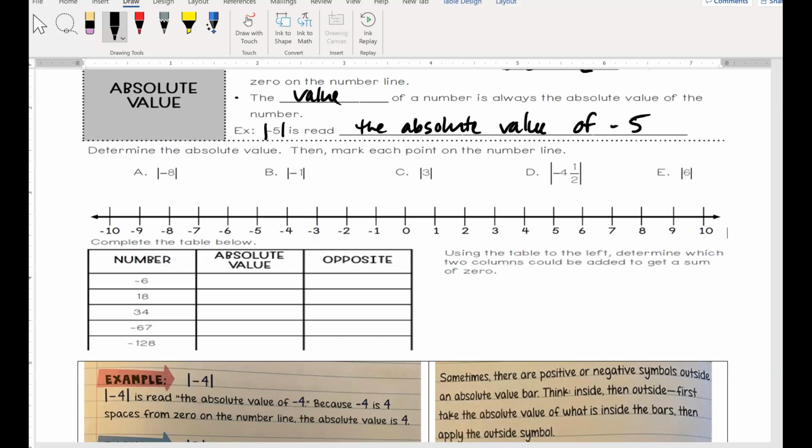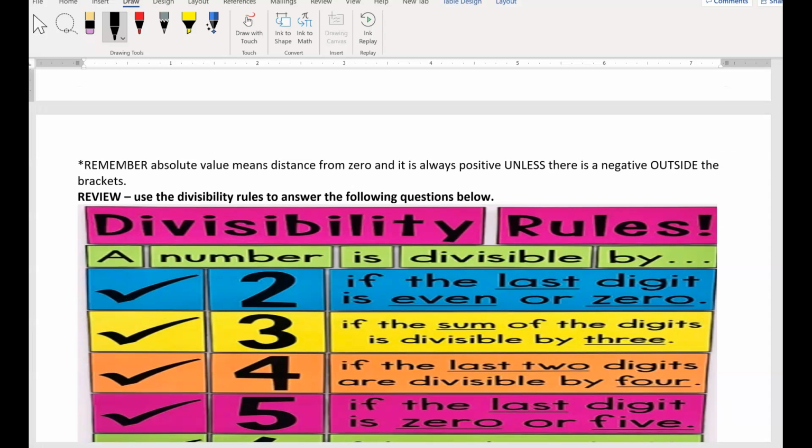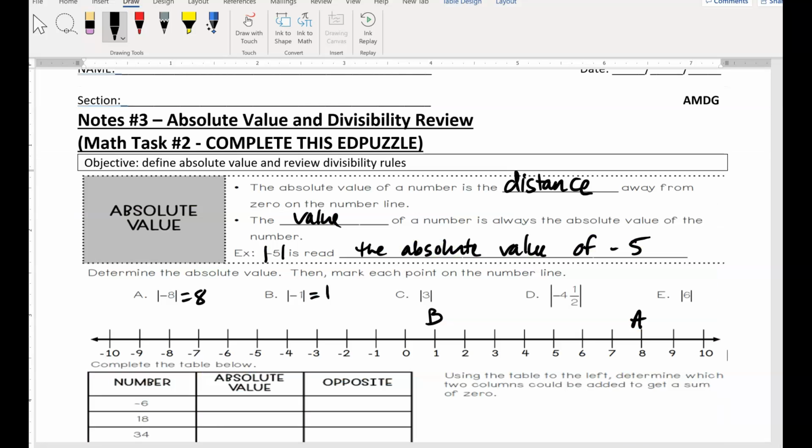Because the absolute value is simply the distance from zero, our absolute value is always going to be positive. So the absolute value of -8 is equal to 8, meaning A goes right here. The absolute value of -1 is equal to 1, meaning B goes above 1. The absolute value of 3 is still 3, meaning C goes above 3. The absolute value of -4 1/2 is still positive 4 1/2, so meaning D goes right in between there. And the absolute value of 6 is still 6.